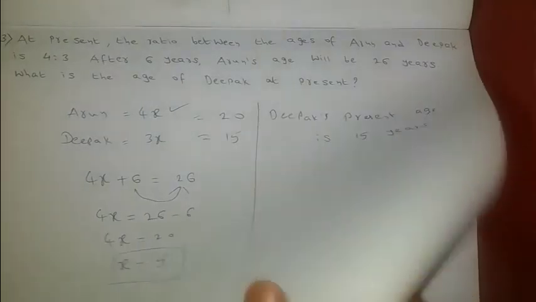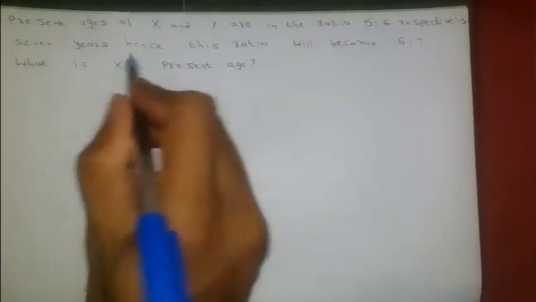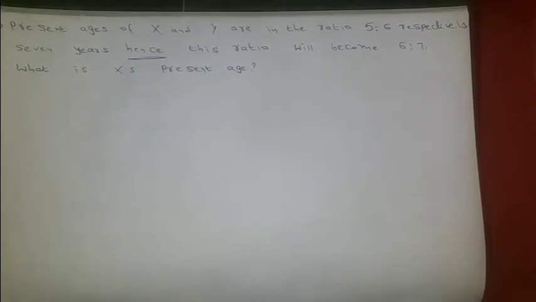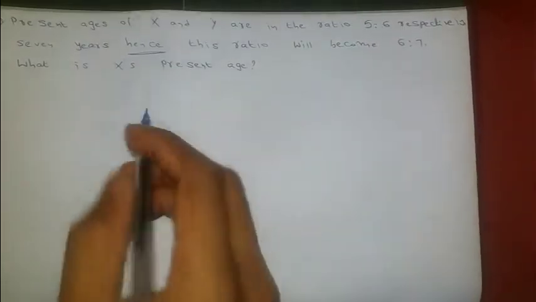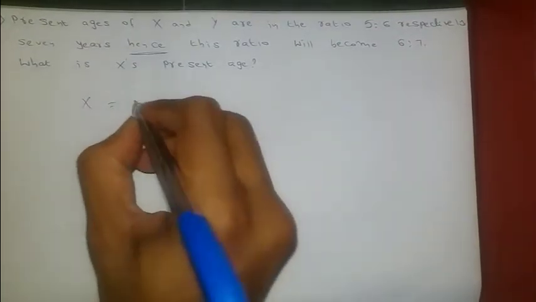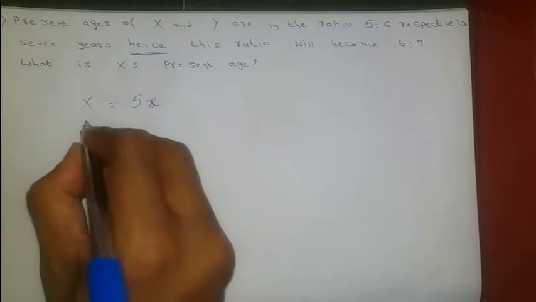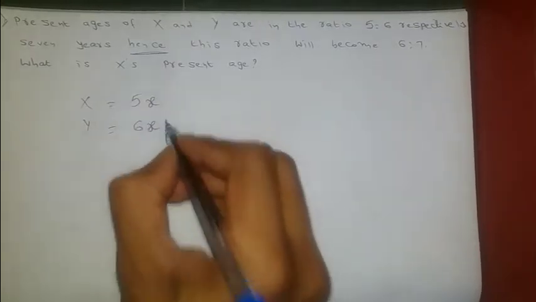Let's move to next question. Present ages of X and Y are in the ratio 5:6 respectively. 7 years hence is nothing but after 7 years, that ratio will become 6:7. Then what is X's present age? So present ages of X and Y are given in the ratio 5:6. So the present age of X will be 5x and the present age of Y will be 6x.